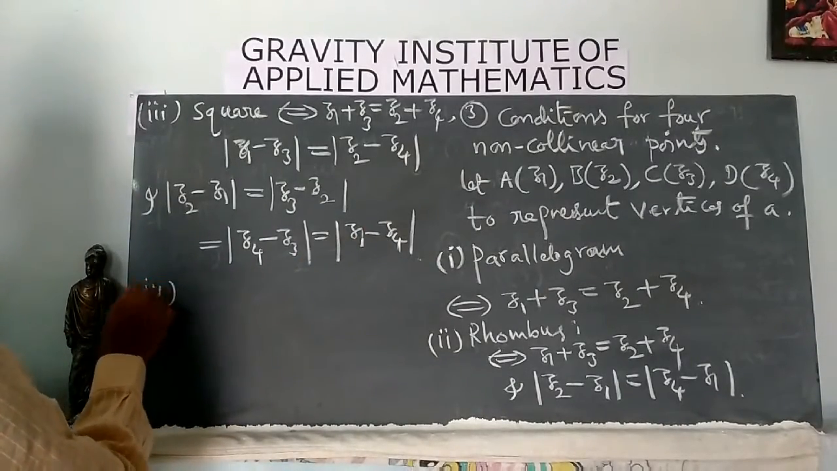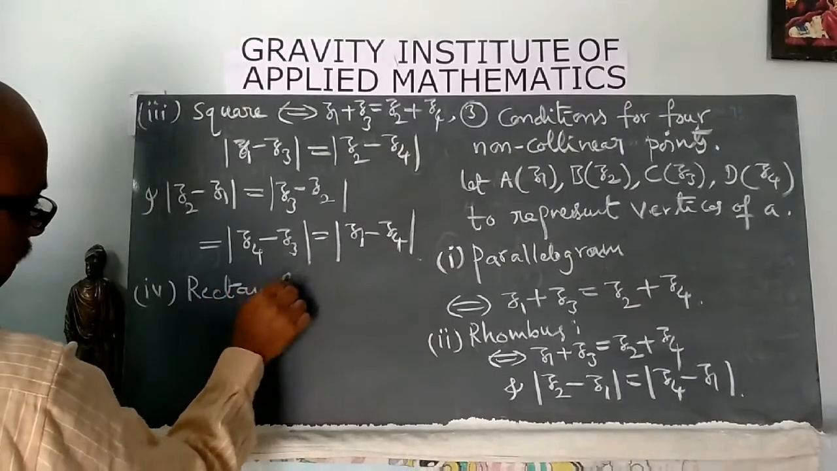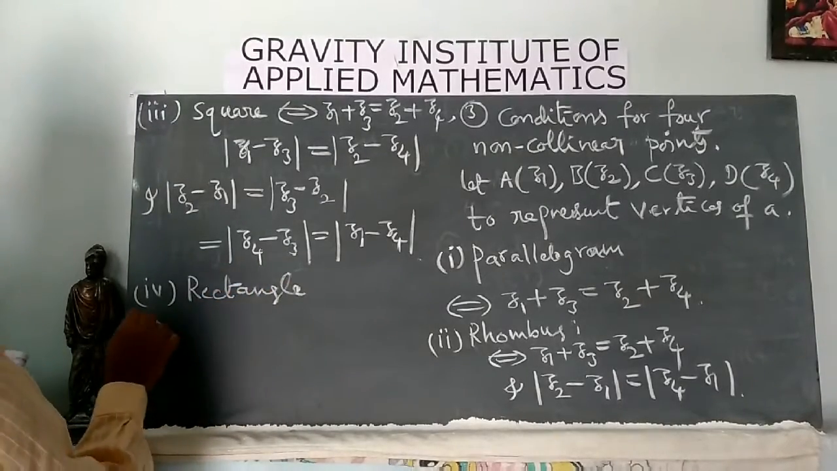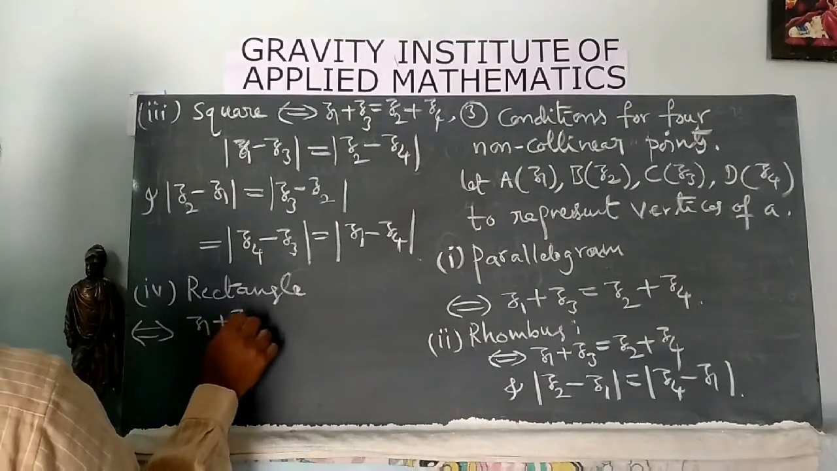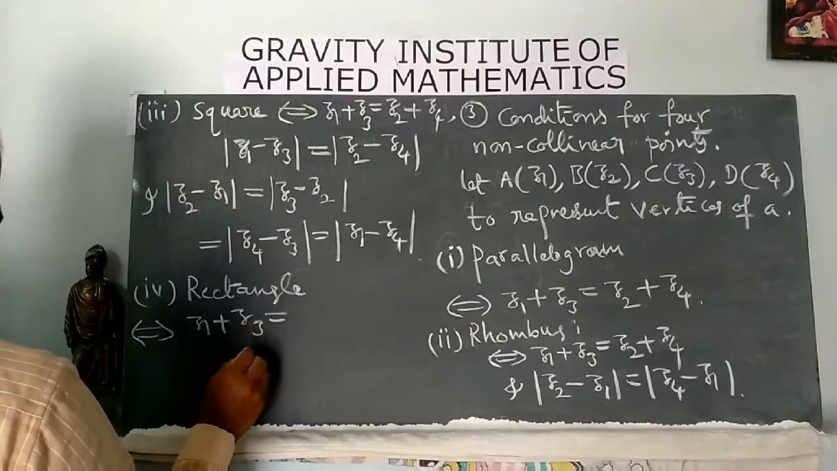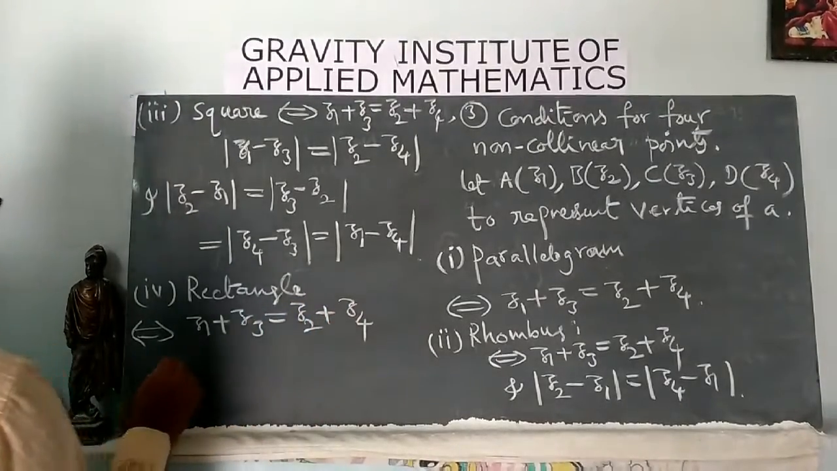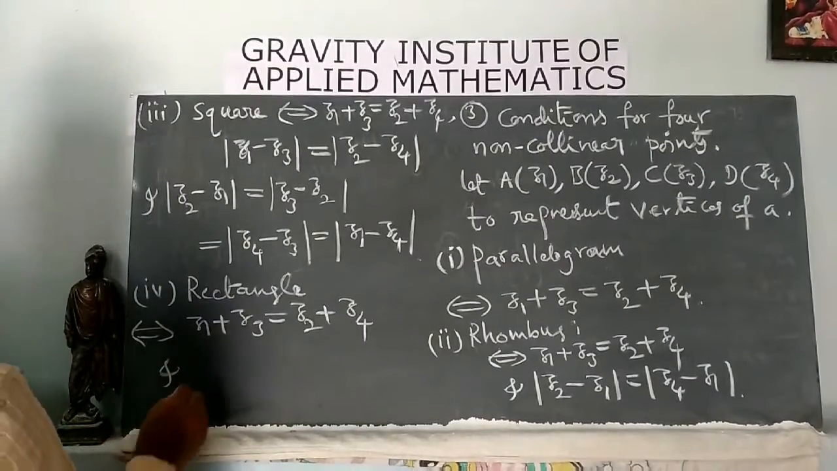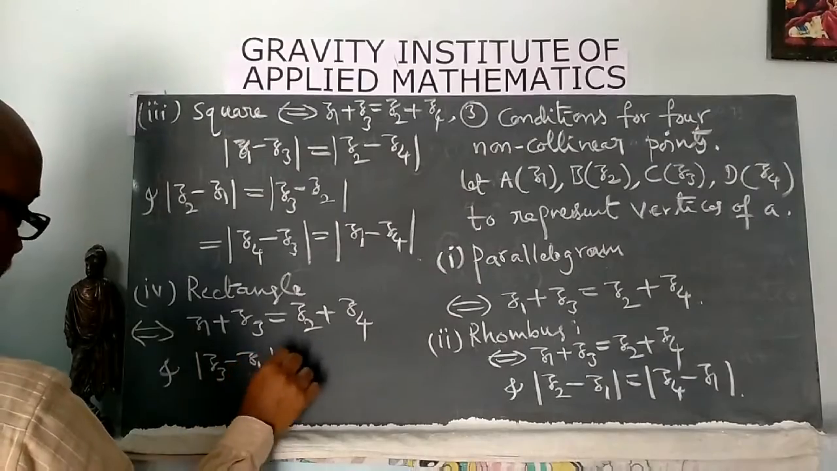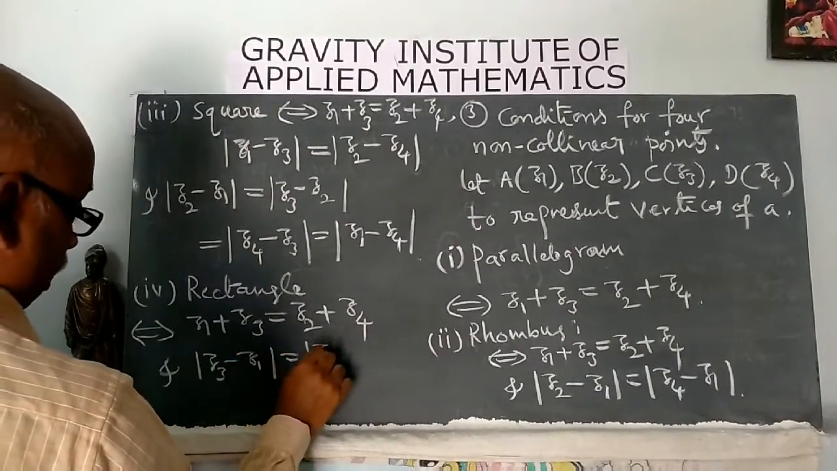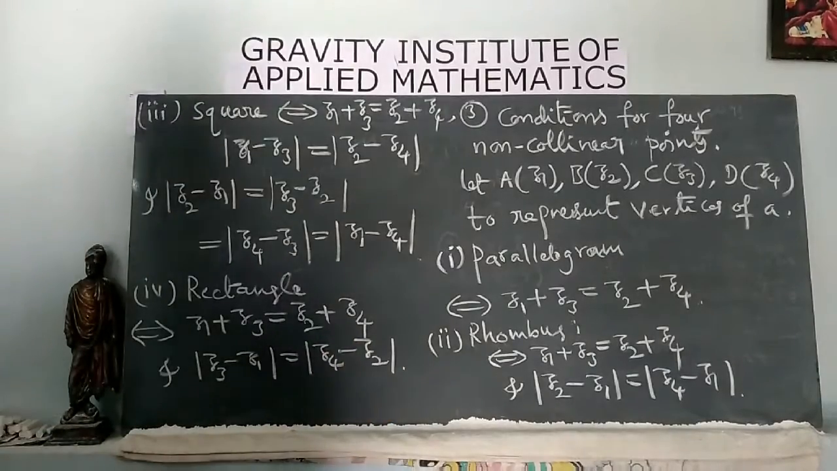Fourth subpoint, rectangle. If and only if Z1 plus Z3 is equal to Z2 plus Z4 and mod Z3 minus Z1 is equal to mod Z4 minus Z2.